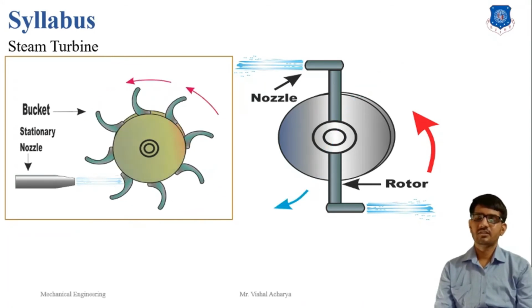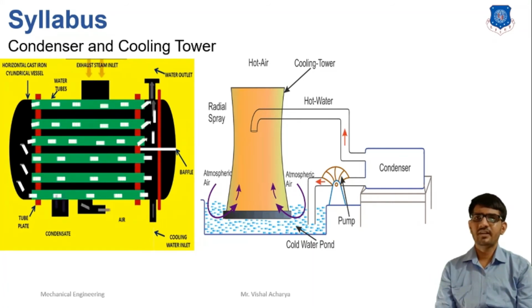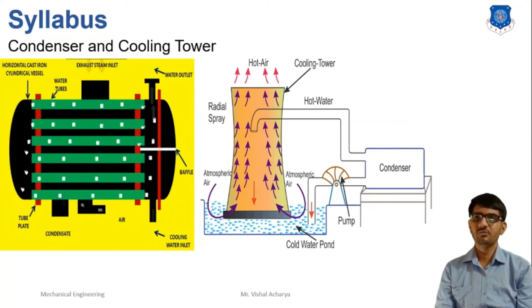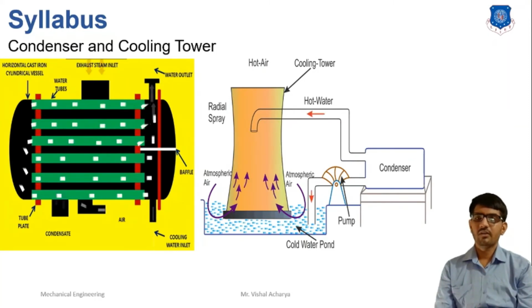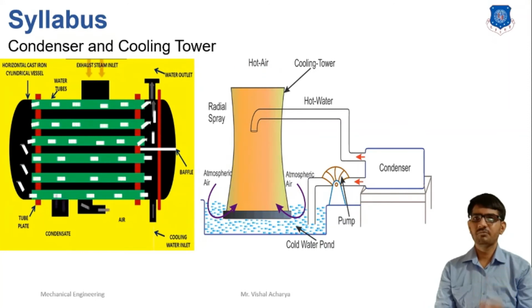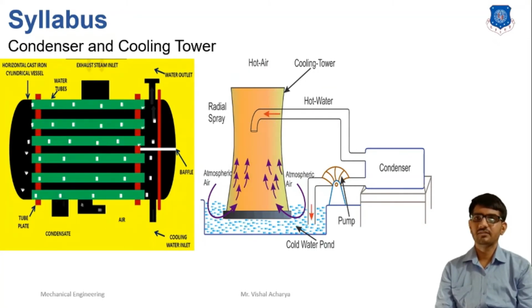Our next module is the condenser and cooling tower. In this module, we will discuss the function of the condenser, types of condenser, and how to achieve the maximum vacuum in a condenser. We will also learn about the different types of cooling towers, meaning the cooling system, and the cooling ponds for the power plant.